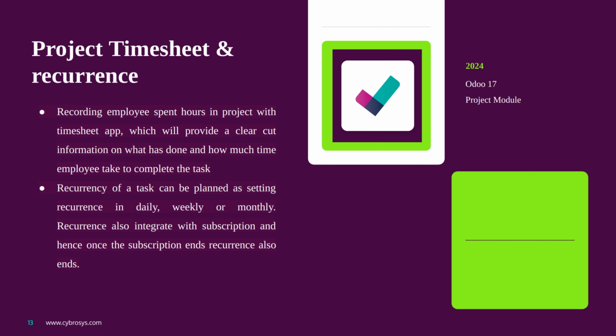Then project timesheet. Timesheet is an application available in Odoo, which is used to record the hours employees spend on a project. It will provide clear-cut information on what has been done and how much time an employee takes to complete the task. The next feature is recurrence. It's used to recursively plan tasks in a daily, weekly, or monthly manner. This also integrates with subscription, and hence once the subscription ends, the recurrence also ends.